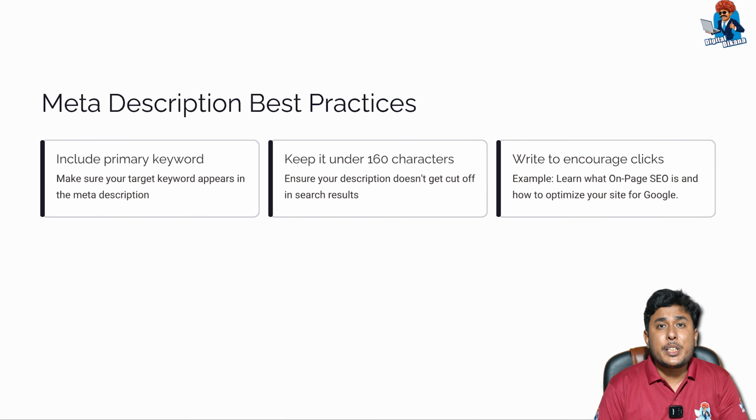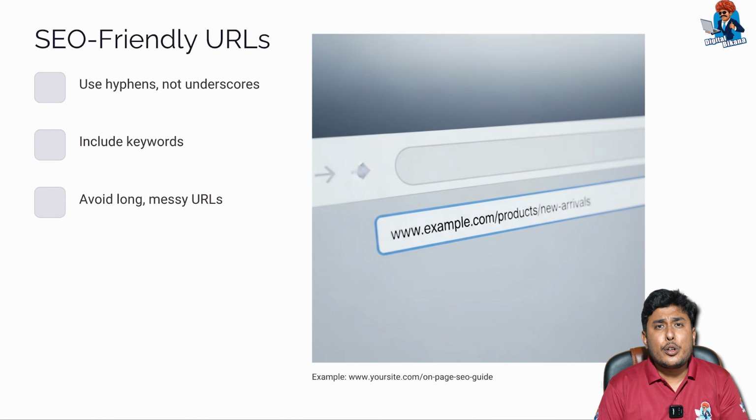The meta description is the short summary below your title in search results. It does not directly impact ranking, but a compelling description can improve your CTR. Clean, short URLs that include your main keyword are easier to read and more SEO friendly. Avoid using unnecessary numbers or symbols.